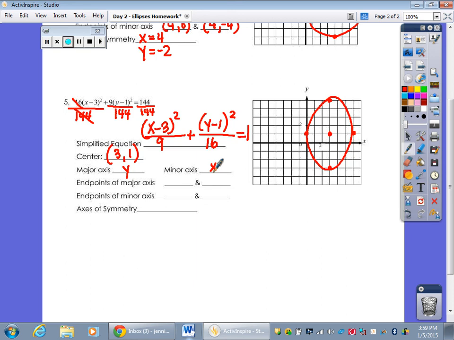The endpoints for your major axis are going to be 3, 5, and 3, negative 3. And the minor axis endpoints are 0, 1, and 6, 1. Okay, axes of symmetry are x equals 3 and y equals 1.